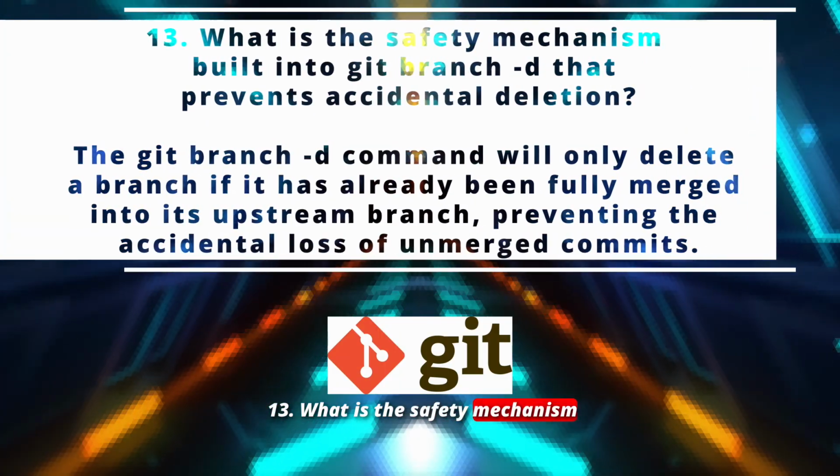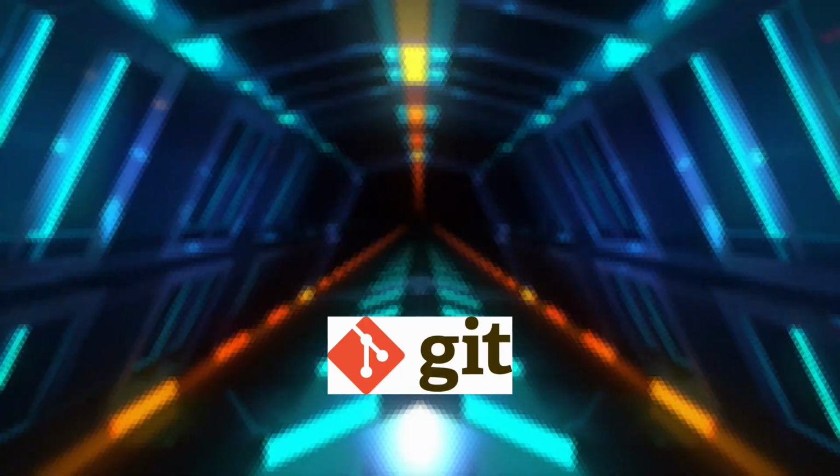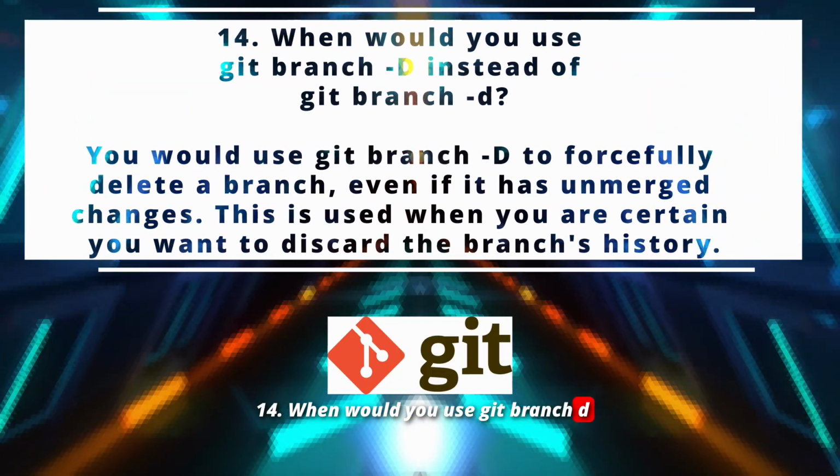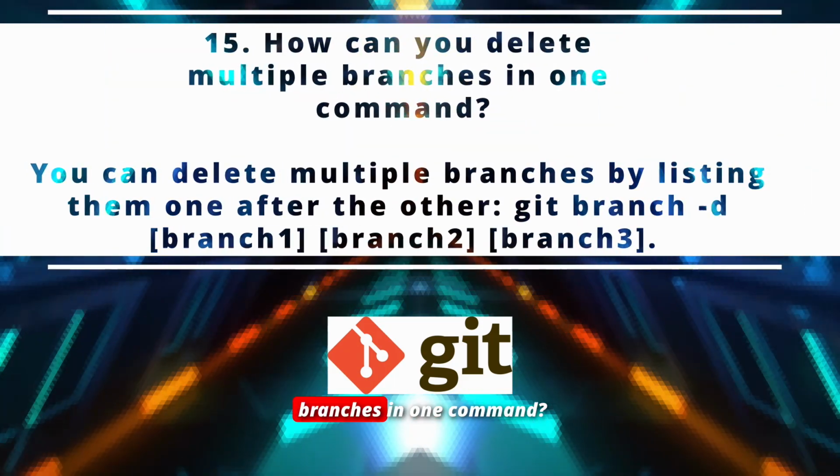13. What is the safety mechanism built into Git branch -d that prevents accidental deletion? 14. When would you use Git branch -D instead of Git branch -d? 15. How can you delete multiple branches in one command?